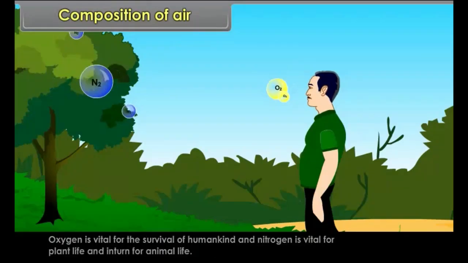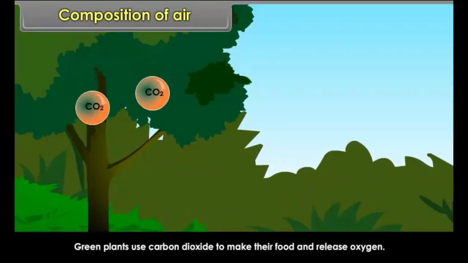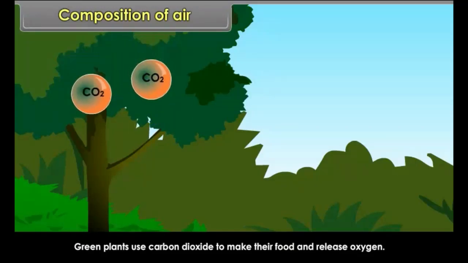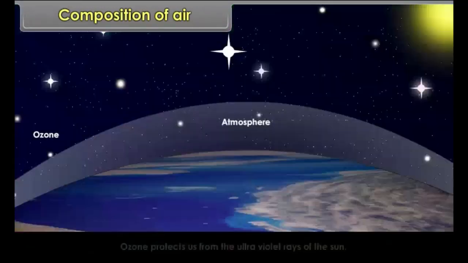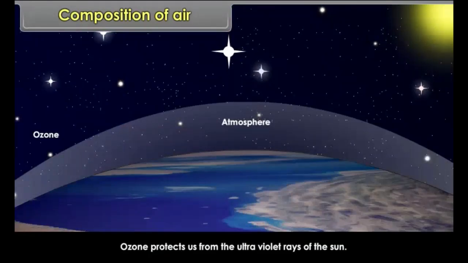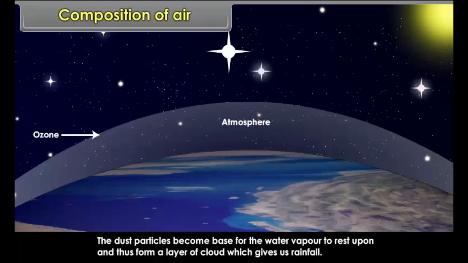Oxygen is vital for the survival of humankind and nitrogen is vital for plant life and in turn for animal life. Green plants use carbon dioxide to make their food and release oxygen. Ozone protects us from the ultraviolet rays of the sun. The dust particles become base for the water vapor to rest upon and thus form a layer of cloud which gives us rainfall.